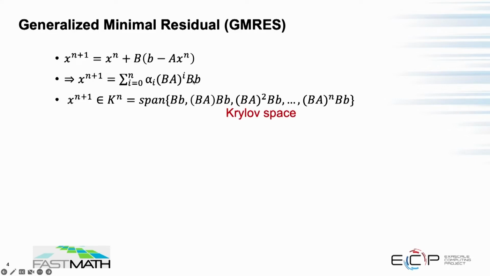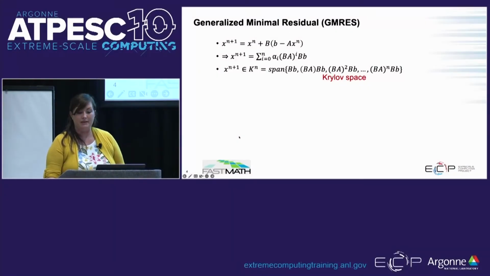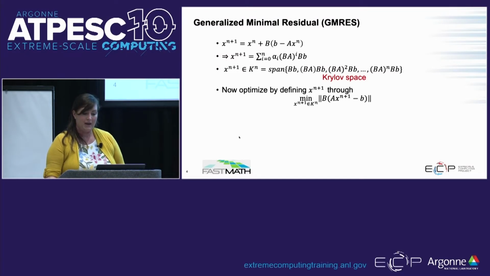So now from this, we can deduce that our approximation x_{n+1} is going to live in this space that's generated by these polynomials. And we call this our Krylov space. So now if we want to be able to find a good approximate solution within this space, we can optimize the following norm written here. And basically we can find the best alpha to get us closest to our solution.